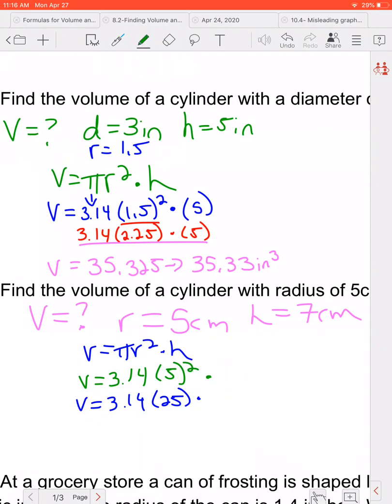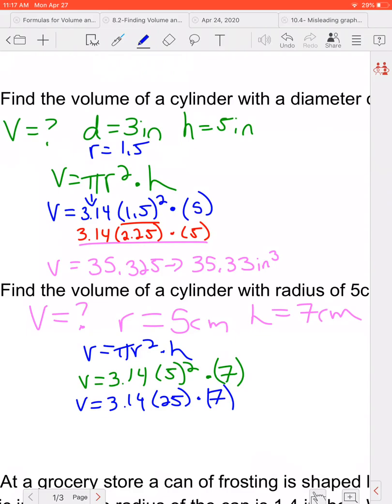So instead of writing h, I should have written 7, and I could have put that 7 in parentheses. And we're going to write that 7 again down in this next step, in parentheses or not, it doesn't matter in that case. Now I'm just going to multiply all 3 numbers, so 3.14 times 25 times 7.